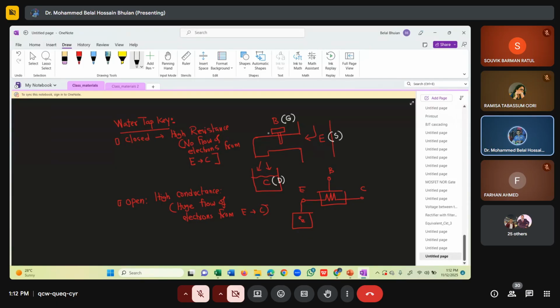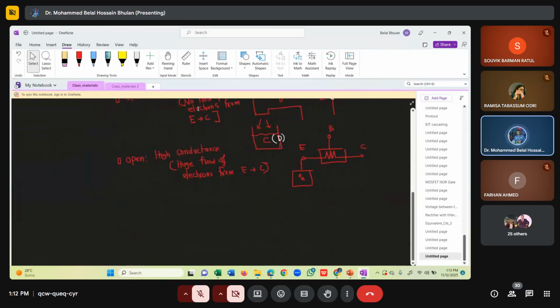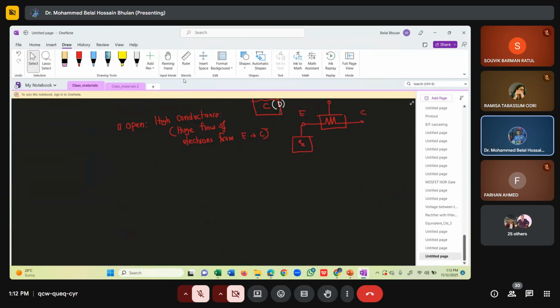So this is what they do. Now, we already said that if you have an NPN type transistor, you can also have a PNP type. Just very briefly, let me tell you what they look like. So for the PNP transistor, let's say this is the construction.